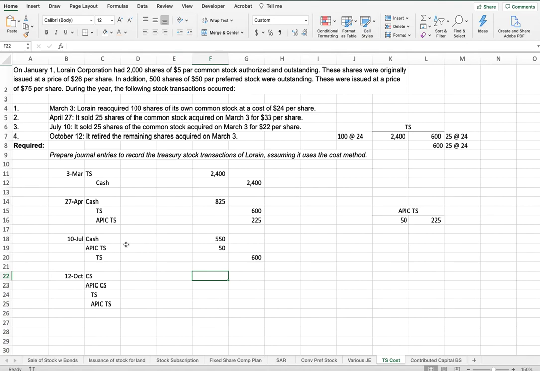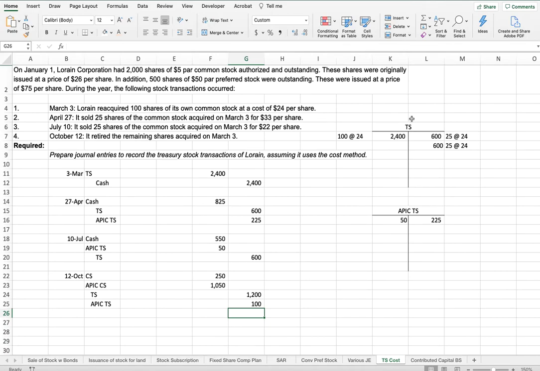And so this debit to common stock is going to be at par, 5 times our 50 shares. The additional paid-in capital is going to be this original issue price of 26 minus our par, so 21 times 50. Then the treasury stock is going to be equal to our 50 shares times the 24. And the additional paid-in capital is going to be this 26 per share minus the 24. So we'll say 26 minus 24 times 50.